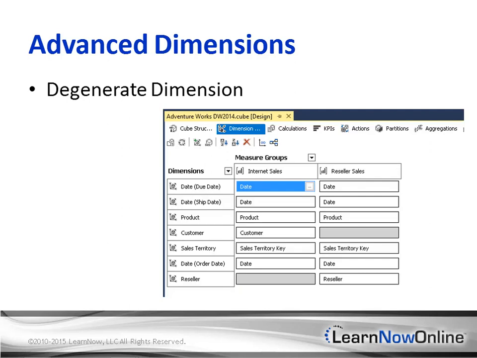Advanced dimension options start with the degenerate dimension. These are columns in the fact table that do not qualify for a separate dimension table and are not related to other dimensions. The parent-child property comes from a self-referencing relationship in a single dimension table. Here, we're able to have a balanced or ragged hierarchy.